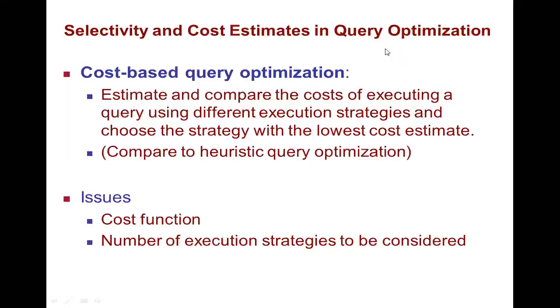Actually, in the previous classes, we have been discussing what query optimization is and what the need of query optimization is. There are two approaches in query optimization. The first one is heuristics query optimization, which we have also discussed in the previous class. And the second one is selectivity and cost estimates in query optimization. Okay, this is the second method in query optimization.